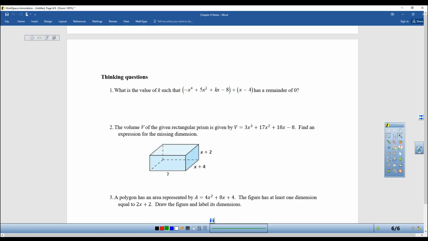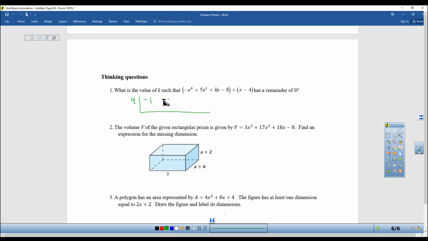All right, 3 thinking questions for today. What is the value of k such that negative x to the 4th plus 5x squared plus kx minus 8 divided by x minus 4 has a remainder of 0? So I highly encourage you, this one's definitely one you can do on your own. You might want to pause the video and see if you can do it, but I will do it for you. A 4 goes in the box, always the opposite.